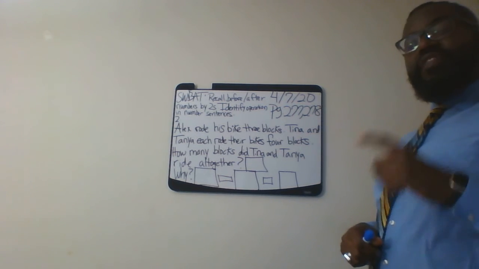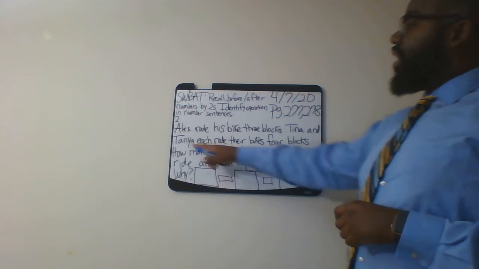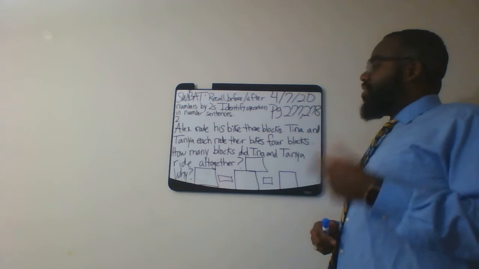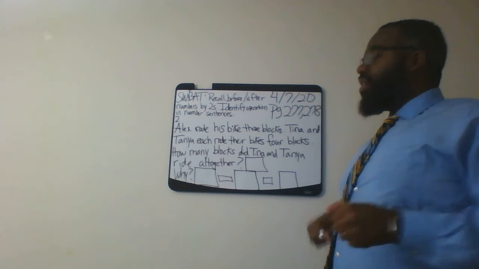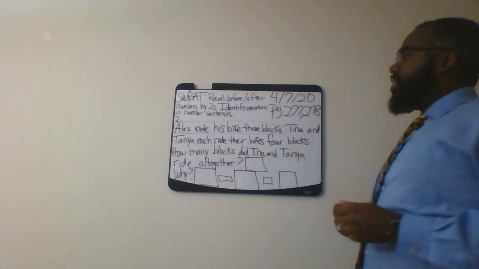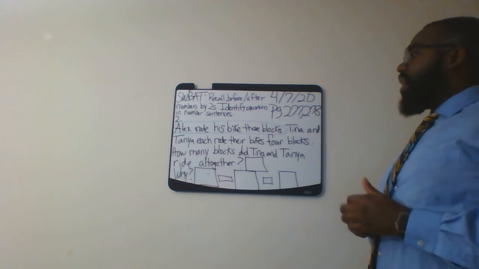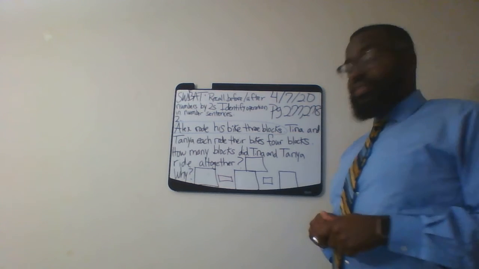So first we have to identify what doesn't belong here. It seems that it's talking about Tina and Tanya only. Only Tina and Tanya. So do we need to read about Alex and his bike? No, we do not. So what we do, we circle that one. Now let's go back to where we had Tina and Tanya each rode their bikes 4 blocks. How many blocks did Tina and Tanya ride all together?